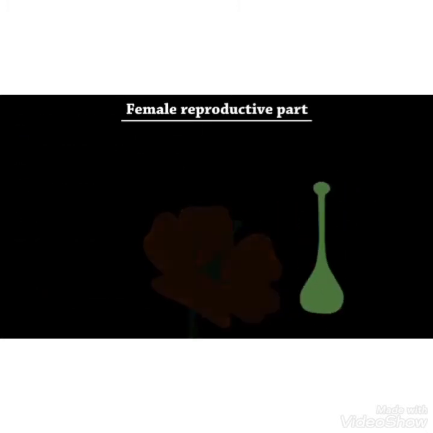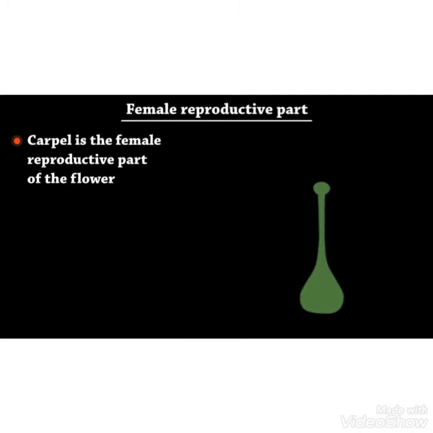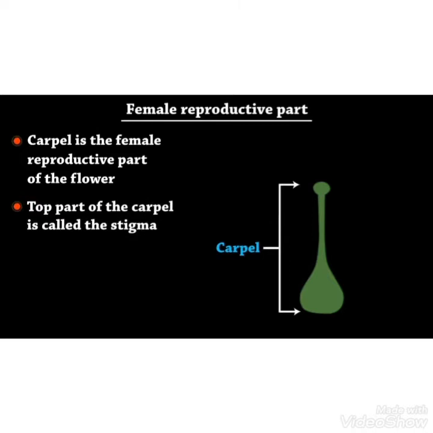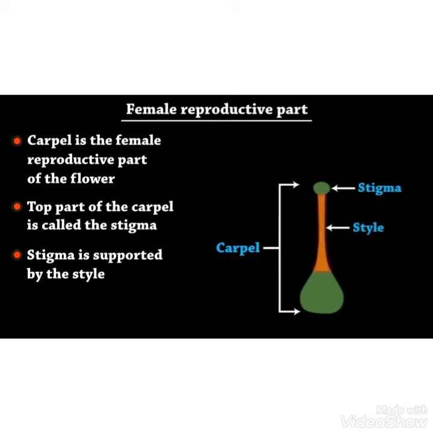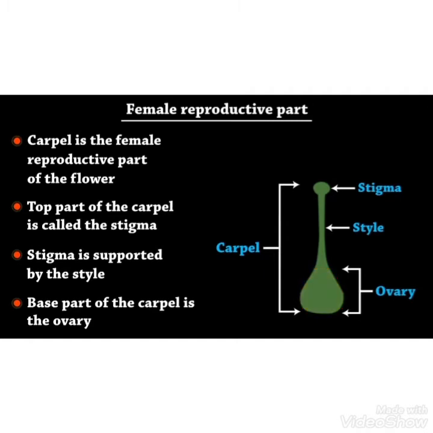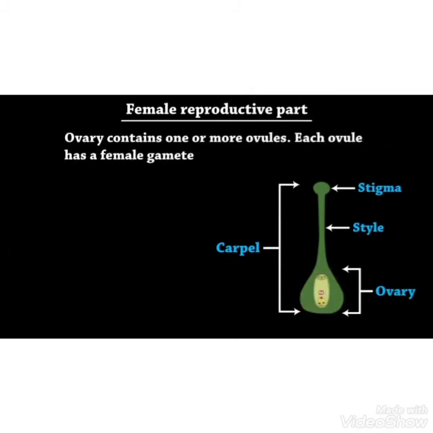Female reproductive part. Carpel is the female reproductive part of the flower. The top part of the carpel is called the stigma. Stigma is supported by the style. The base part of the carpel is the ovary. Ovary contains one or more ovules. Each ovule has a female gamete.